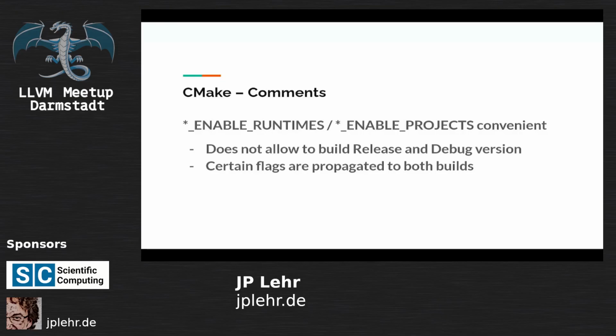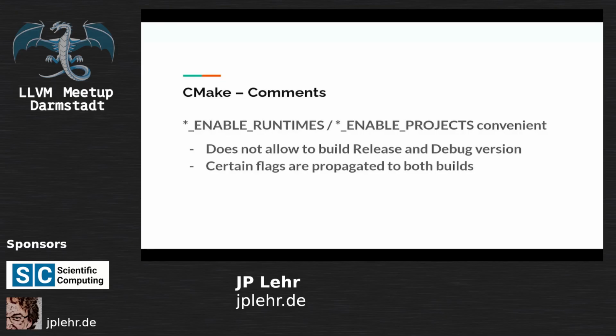One of the parts that are not so cool is that you cannot distinguish for runtimes and projects with the CMake build type. So if you just say CMake build type release, this will build also your Clang and LLVM and LLD in debug mode, which can make the second step quite time consuming because a debug LLVM is not necessarily the fastest way of using it. So that's kind of a downside.